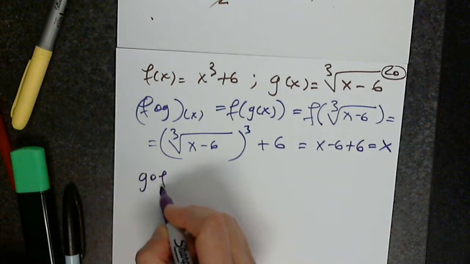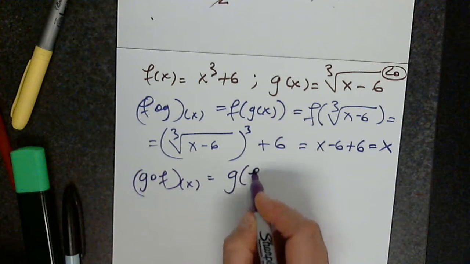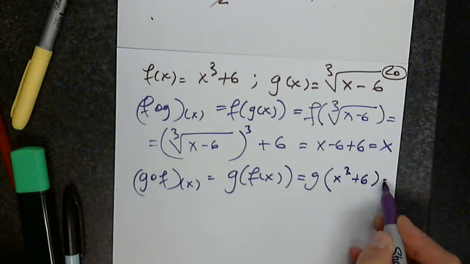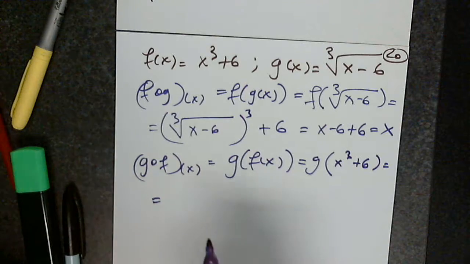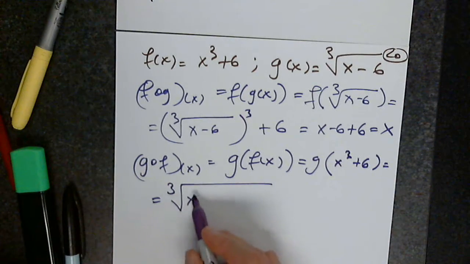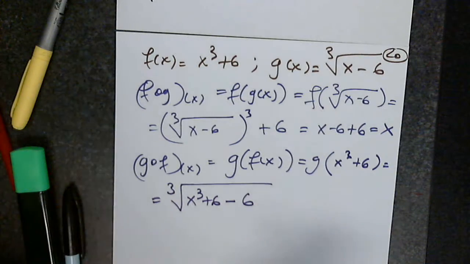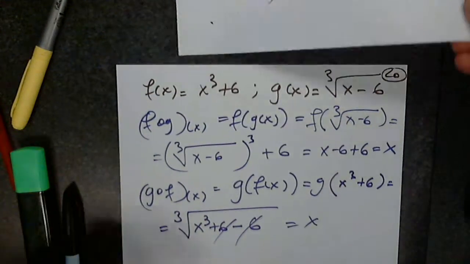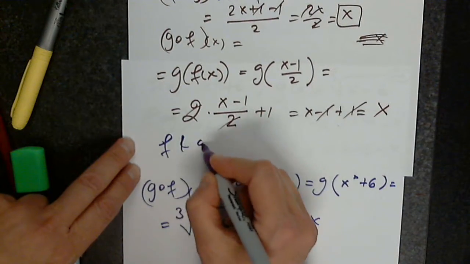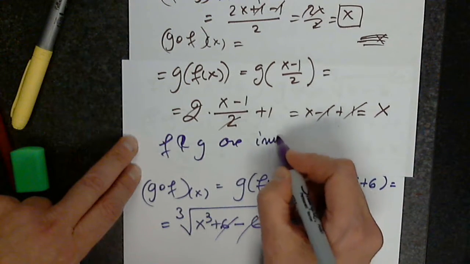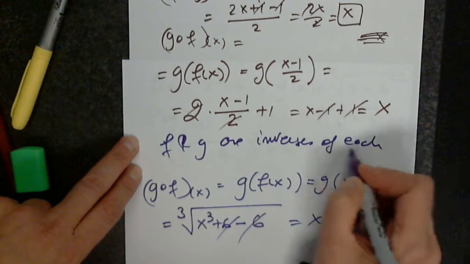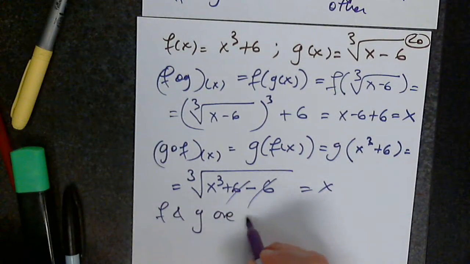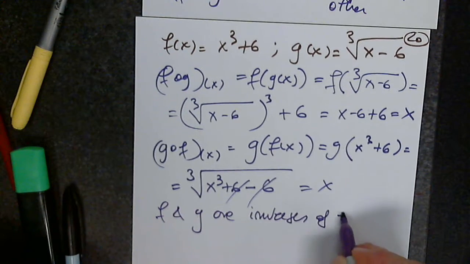And now the other one, g cum f, is g of f of x, which is g of, very good. And now I look at g, and g says the cube root of whatever minus 6. Oh, I forgot to write here the result. f and g are inverses of each other. Same thing here. These two, f and g, are inverses of each other.